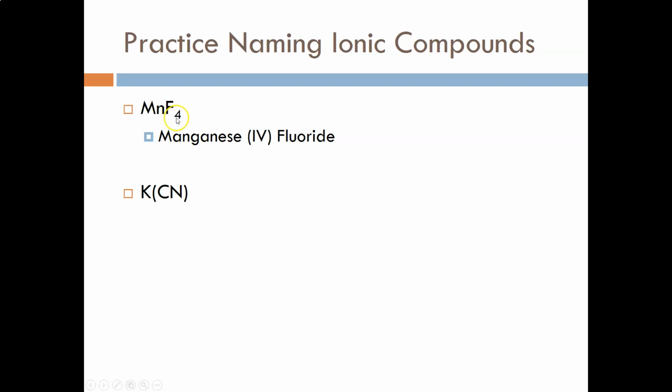If there were 3 fluorines, then I would need this to be manganese 3. If there were 5, manganese 5, etc. People always ask how many Roman numerals do you need to know? If you know up to 5, you're fine. If you don't know your Roman numerals, just ask me. I'm happy to show you. The next one, this is polyatomic. This is potassium, and this is from your ion sheet. This is a fancy name. Cyanide. Potassium cyanide.